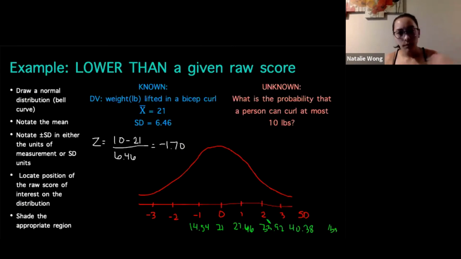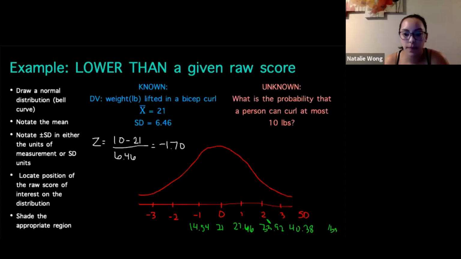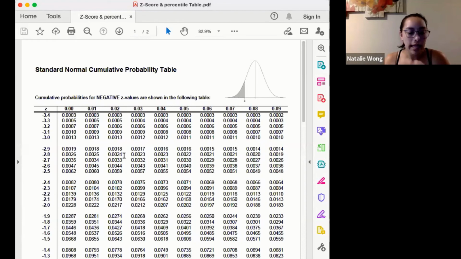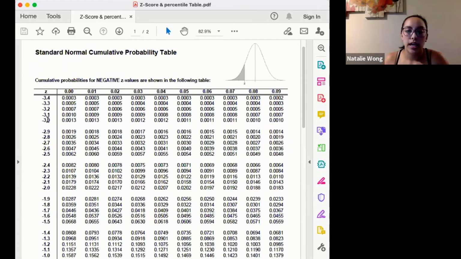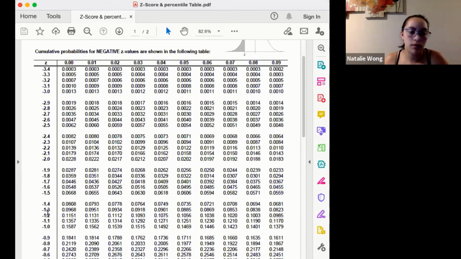Let me stop sharing for a second and share my Z table. This is why I wanted to do it on my iPad. It's a lot easier. I have a negative Z-score, so I would go to my negative Z table. In this first column, I look up negative 1.7. Luckily, it's a 0 after that. So negative 1.70 gives me a probability of 0.0446. You could also write this as 4.46%.